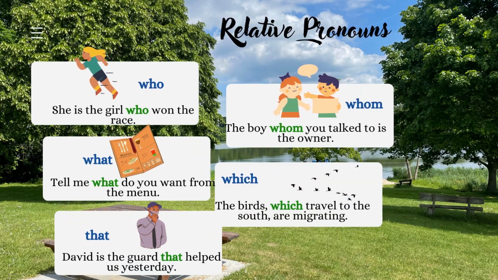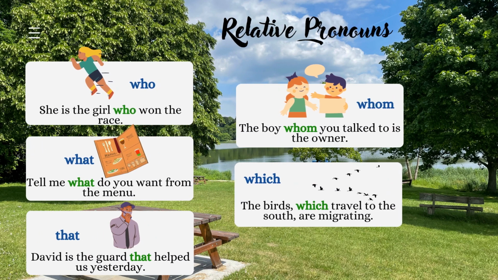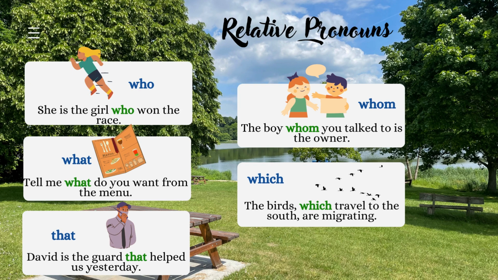Let us talk about relative pronouns. We use who to speak about people and it is used when it's the subject of a verb. She is the girl who won the race. Whom is used only in formal writing and is used to speak about people. The boy whom you talk to is the owner. What is used to refer to things. Tell me, what do you want from the menu?